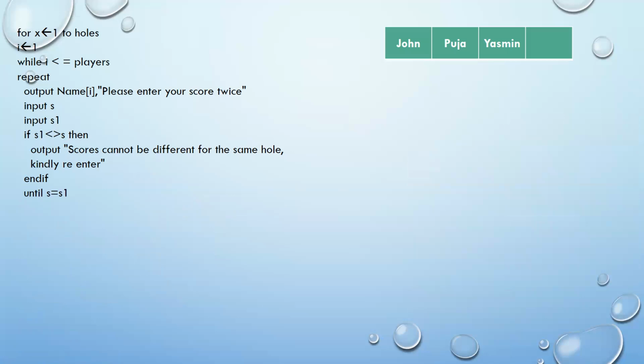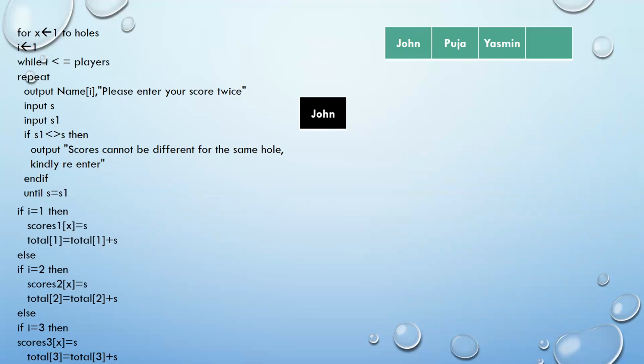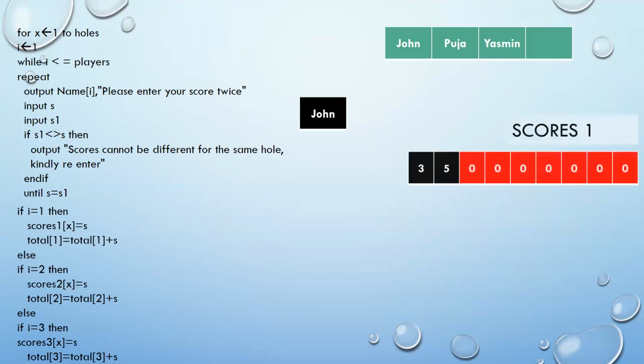Now let's see if I input the scores for the second hole for each of the players, what will be the scenario? So here I'm assuming again, John has come up. So I'm putting a score for the second time. The same pseudocode has come up. Now say second time I'm putting John's score as 5. That means for the second hole, he has taken 5 shots.